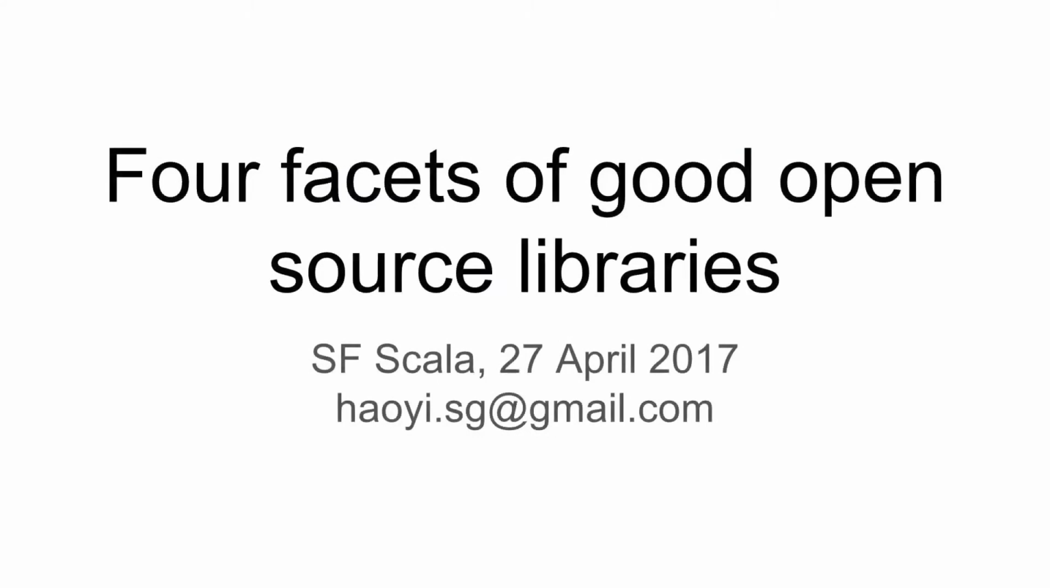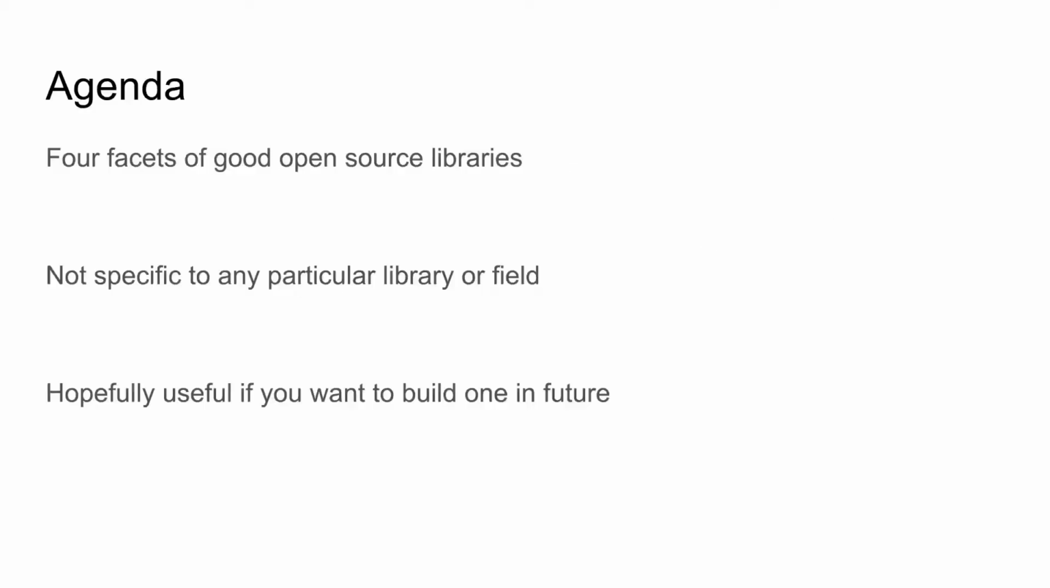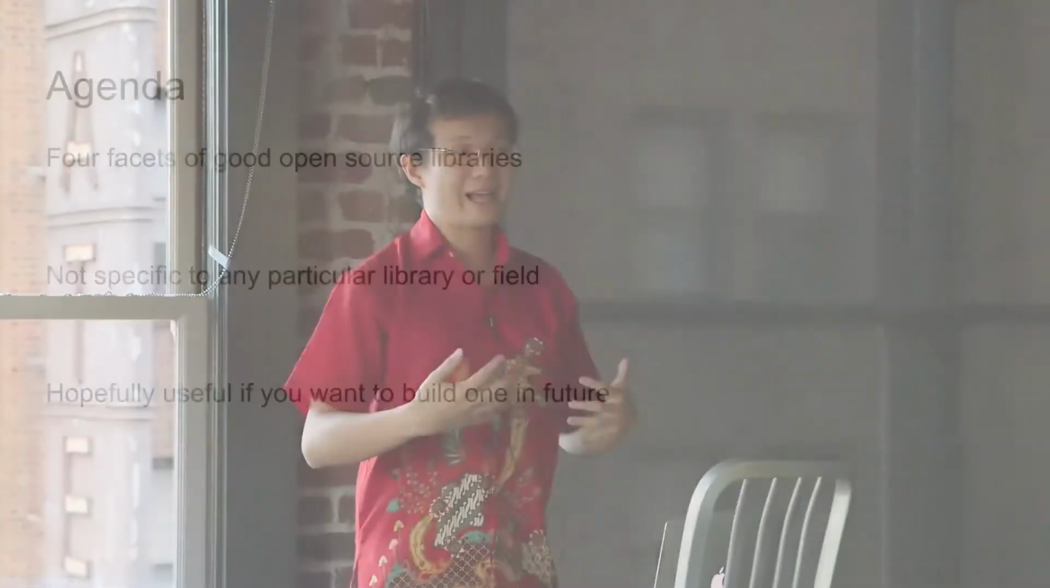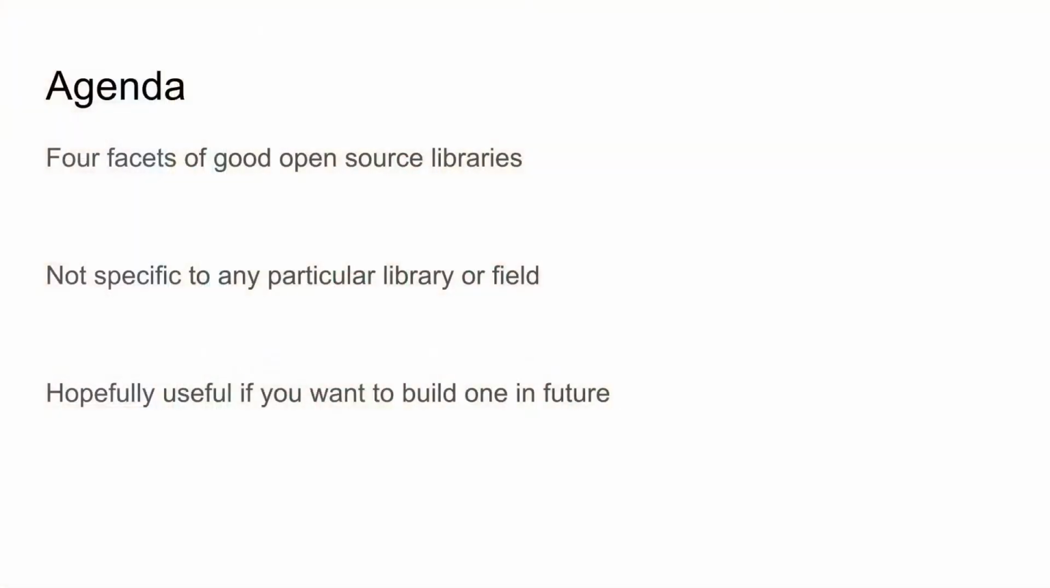Hi, so my name is Haoyi, and in this presentation I'm going to talk about 4 facets of what I think make good open source libraries. These are ideas that are not specific to any particular library or any particular field or any particular language, but are things that if I'm going to use an open source library, what I would want to see in that library. And as someone who writes an open source library, what I try to provide to the users of that library so that they can use it and be happy using it.